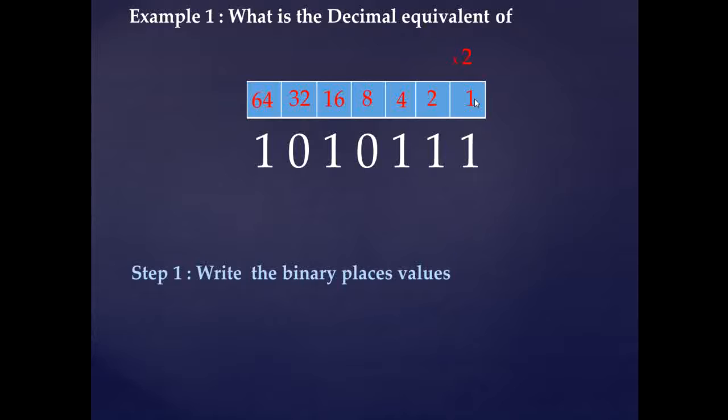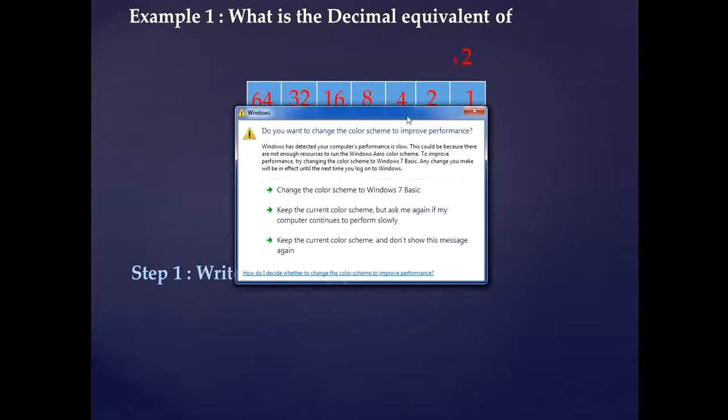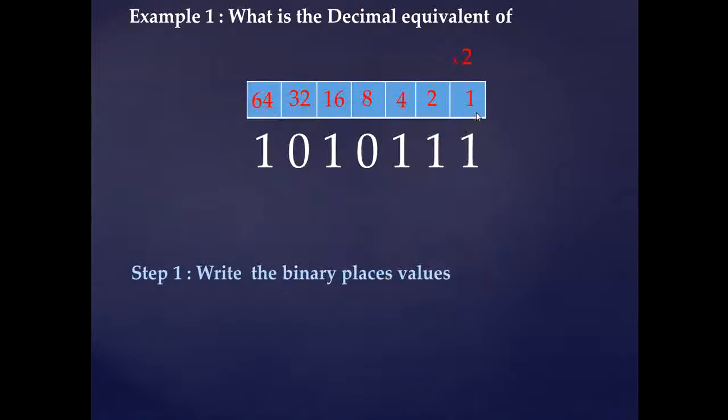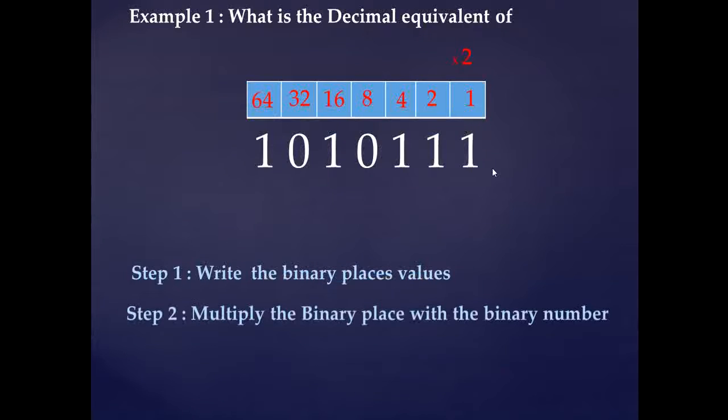It's a base 2 system. The values of the binary places are 1, 2, 4, 8, 16, 32, 64. If we have another place here, we need to multiply the 64 by 2, which means it will be 128. Okay, step number 2 will be multiplying the binary places with the binary digits.